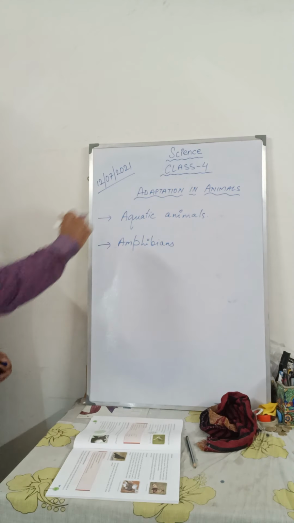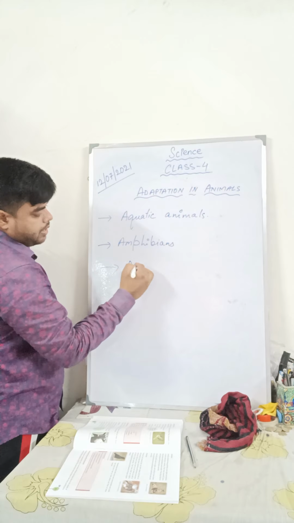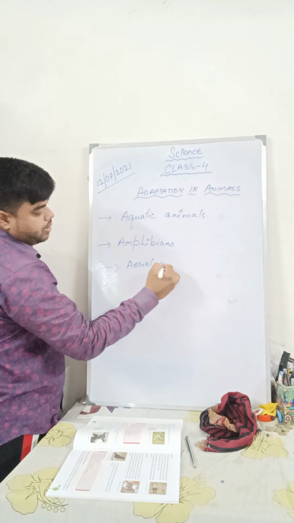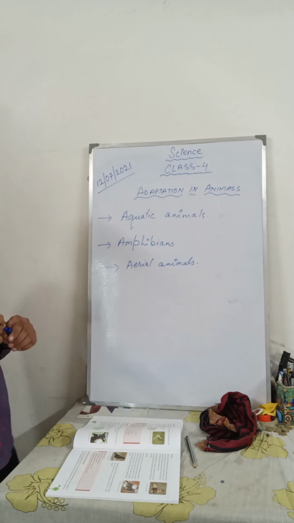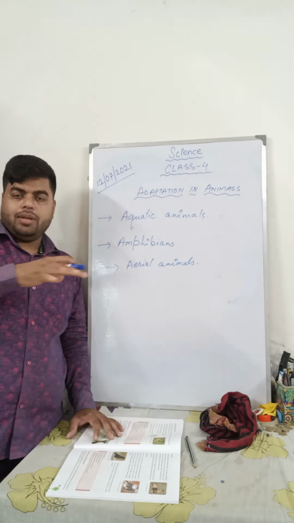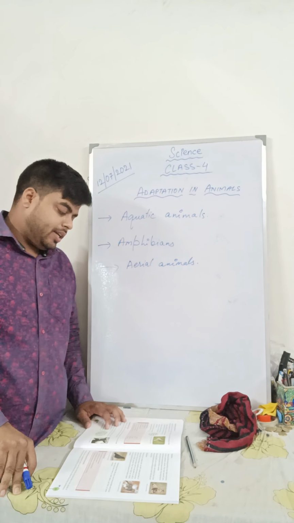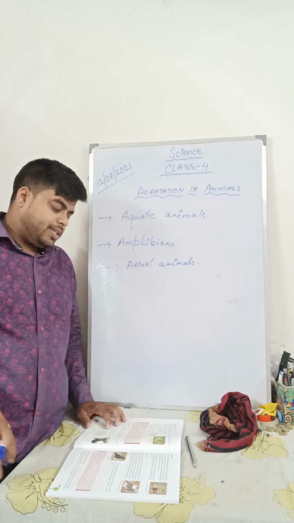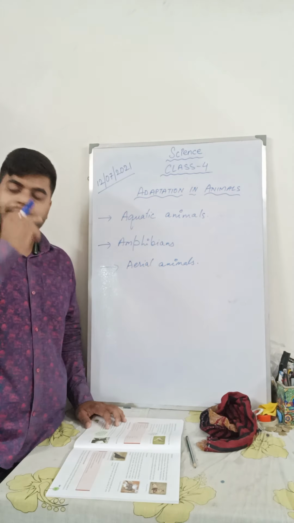Now let us see the adaptation in aerial animals. Aerial means the animals that live in air, especially birds. Let us see what are the changes that you can see. Aerial animals are the animals that fly. Birds are the aerial animals. They have the following changes. Let us see what are the adaptations.